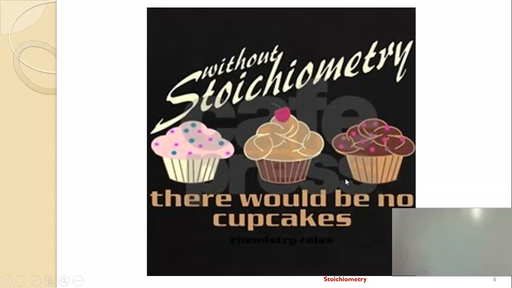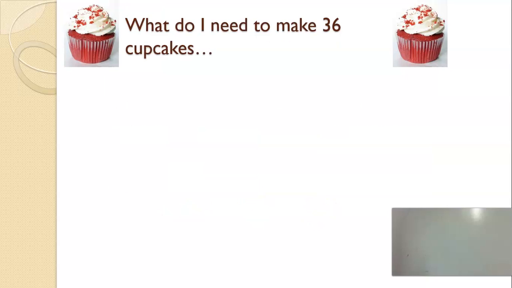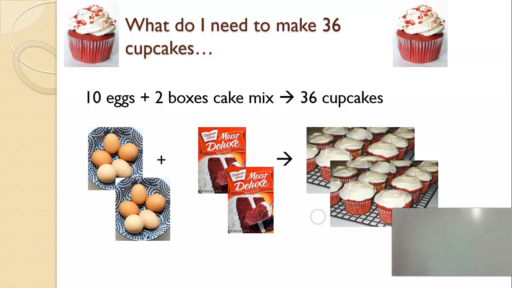So stoichiometry is, we're going to use our cupcake example. Without stoichiometry, there would be no cupcakes. So let's pretend, now I realize you need more ingredients than this, but just work with me here. 5 eggs plus 1 box of cake mix will give me 18 cupcakes, we're going to pretend. So what do I need to make 36 cupcakes? Right, I'm going to need 10 eggs and 2 boxes of cake mix to make 36 cupcakes. That's very easy, very easy.